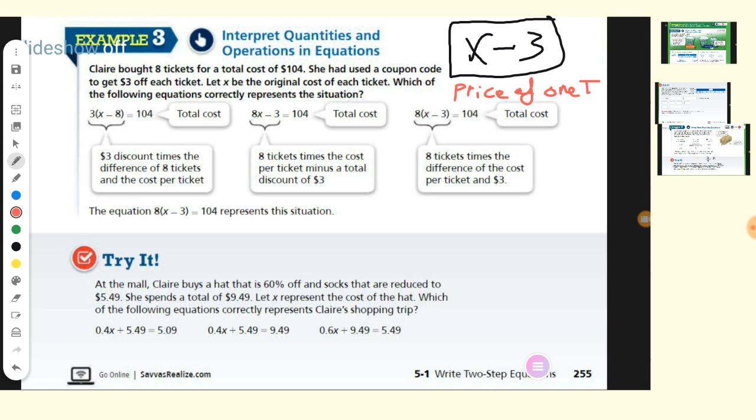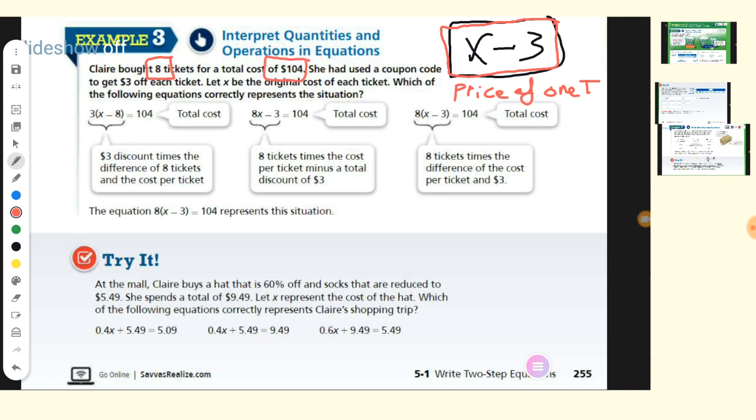Okay. Let X be the original cost of the ticket. Which of the following equations correctly represents the situation? She will get 8 tickets. Each ticket, after she used the coupon, will cost X minus 3. So it's 8 multiplied by X minus 3, equal to what? The whole cost is 104.